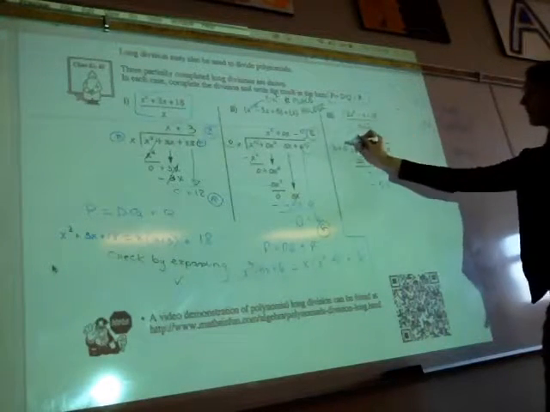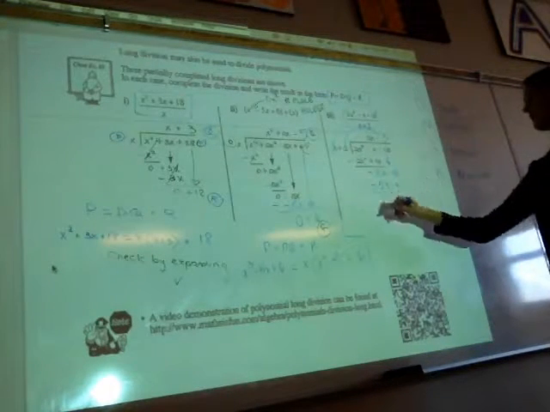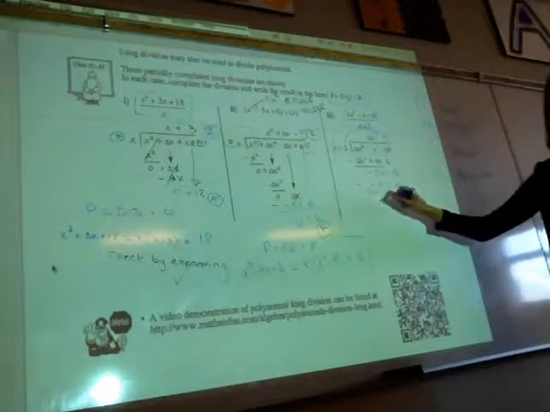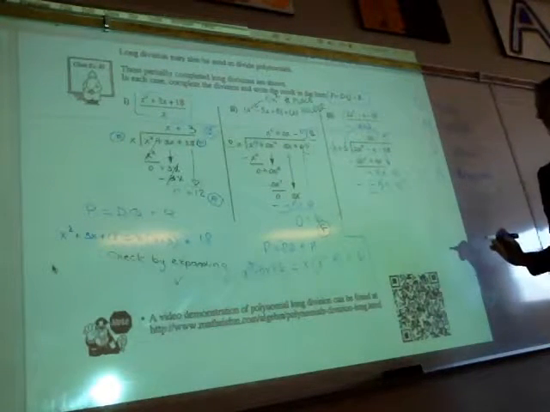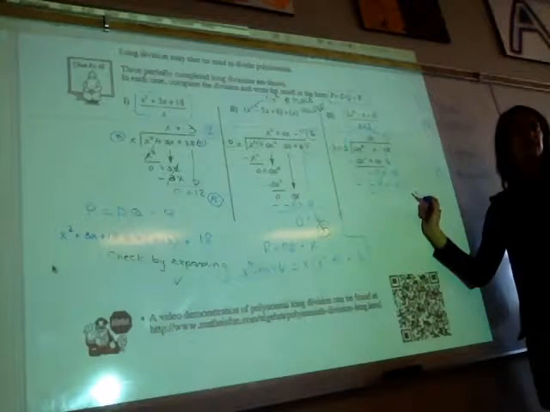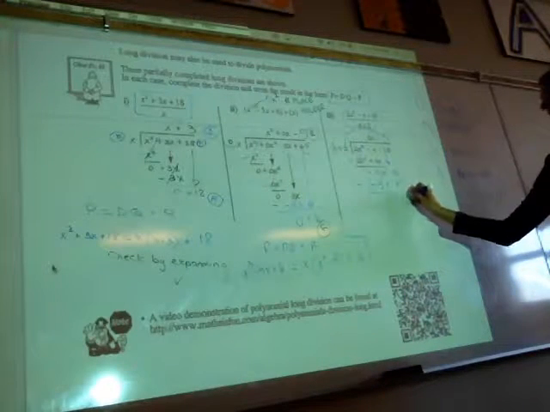Now negative 5 times 2 is negative 10. Sister subtracts. Negative 5x plus 5x, that cancels out. Negative 18 minus a negative 10, that's like negative 18 plus 10. So we get negative 8.